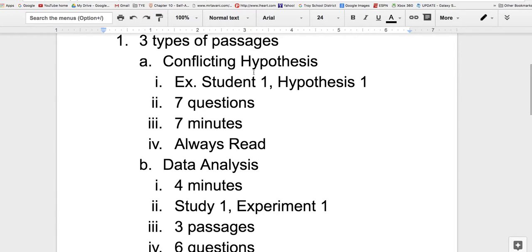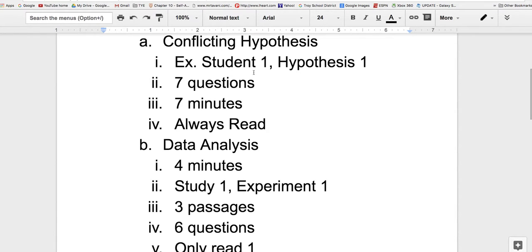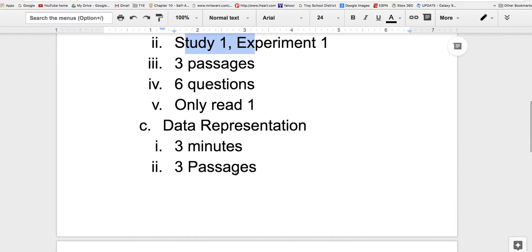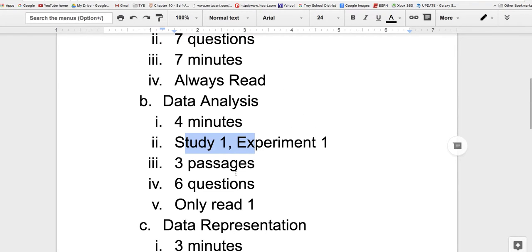Good. And then data analysis is when there's charts, right? Well, easy charts? Or no? That's data representation. Data representation is when there's easy charts and there's no study 1 or experiment 1. When it says study 1 or experiment 1, it means data analysis. Okay, so let's go on and get back to work.